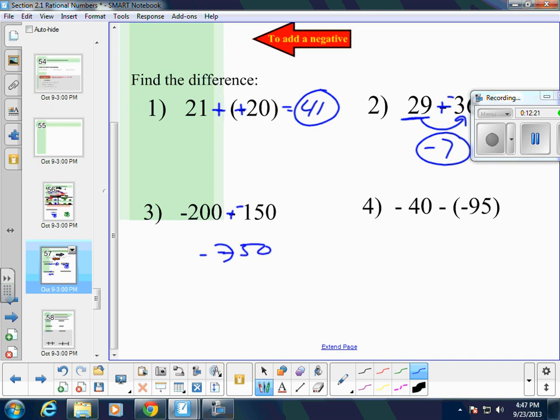And then number 4 here, this one also has a couple negatives and a subtraction sign, but here's where I'm going to start. The subtraction sign is where I want to begin. I'm going to chop that, make it addition, and then I go to the next number, and that's the one I change. I don't go back in front of the other number. So I'm going to chop a subtraction sign, and then the very following number, change its sign. So this is chop chop. Negative 40 plus 95 gives me positive 55.